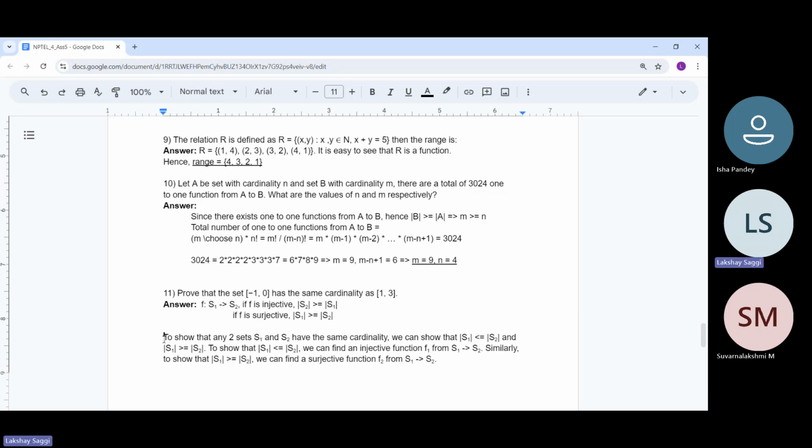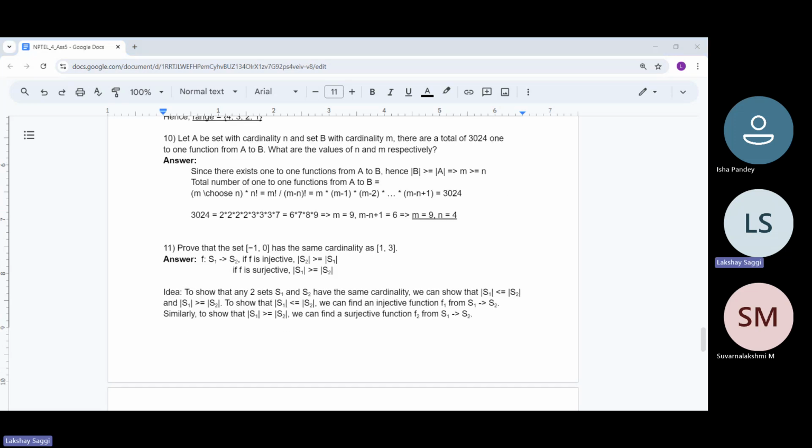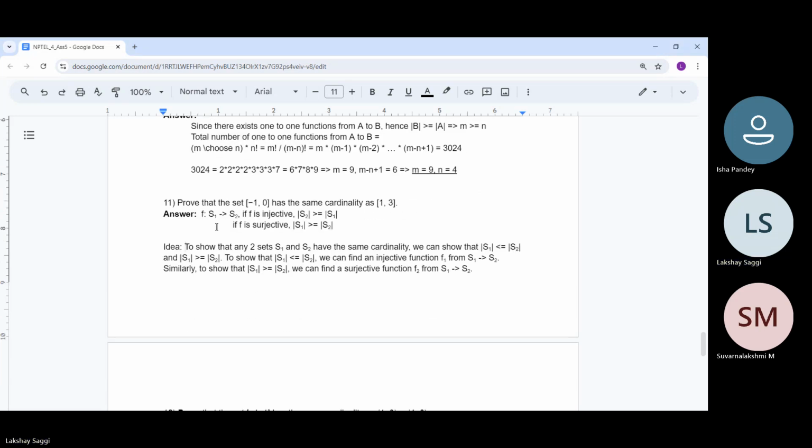So this is somewhat of an idea. This is the high level idea which we'll be following, and this follows from this observation: if f is a function from S1 to S2 and if f is injective, then the cardinality of S2 is greater than or equal to that of S1. Similarly, if f is surjective, then the cardinality of S1 is greater than or equal to the cardinality of S2.